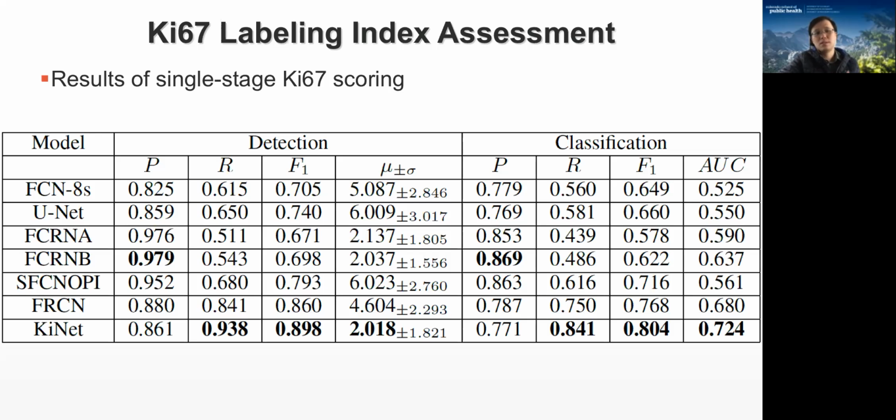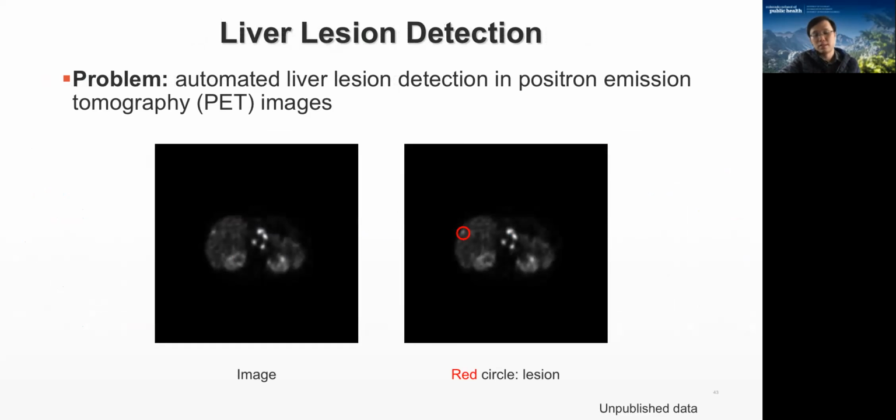Okay, so this is another project which is using multitask learning based on deep neural networks for the Ki-67 label index assessment. And the final project I would like to discuss today is liver lesion detection in paired image data. For example, this is one of the paired images here. In this paired image, we have a lesion here, and we draw the circle here. We would like to develop a deep learning algorithm to automatically locate this lesion in the paired images.